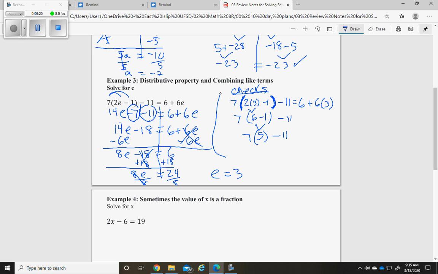Just want to separate this so it doesn't blend in. 7 times 5 is 35 minus 11 is 24. Now I'm going to see what's on the right side of my equation. I have to multiply first, so I have 6 plus 18, and then I have to combine, and I get 24. I can bring that down, and I'm happy they're the same.